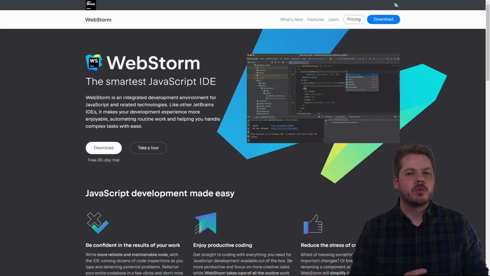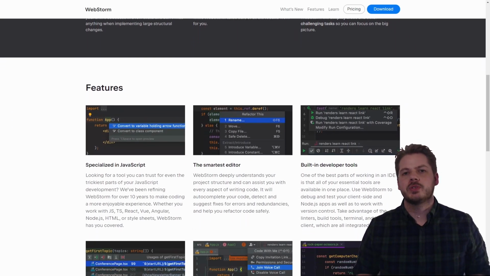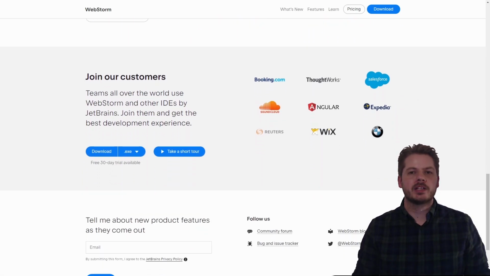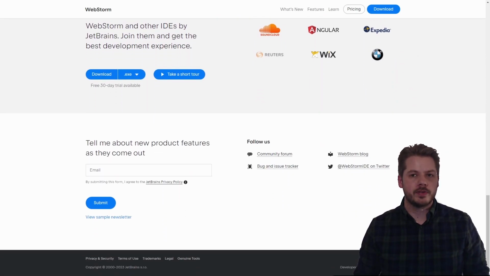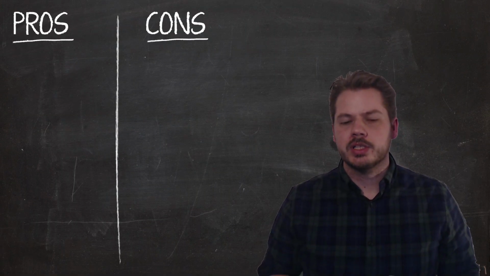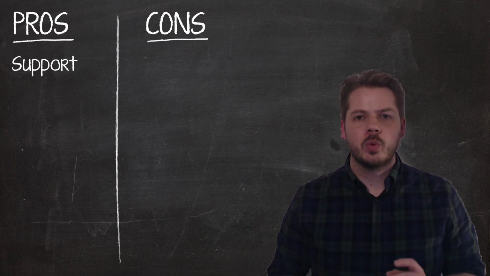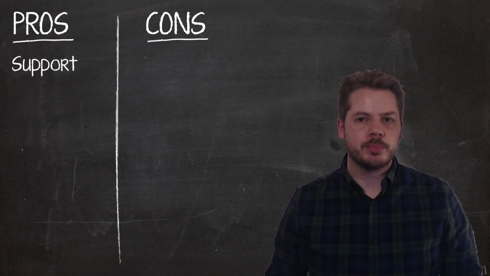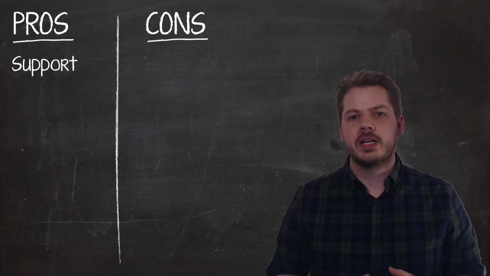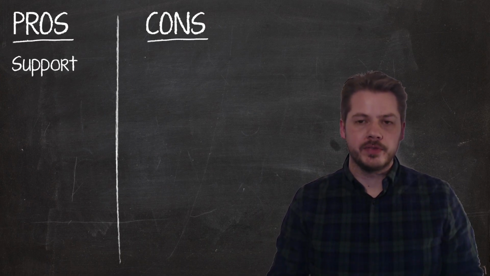Last but not least, we have WebStorm, the JavaScript IDE from JetBrains. WebStorm is designed specifically for JavaScript developers and comes packed with features to streamline your workflow. So let's look at the pros and cons. Some of the pros for this piece of software are powerful JavaScript support. WebStorm offers excellent code completion, navigation, and refactoring tools for JavaScript, as well as built-in support for modern frameworks like React, Angular, and Vue.js.